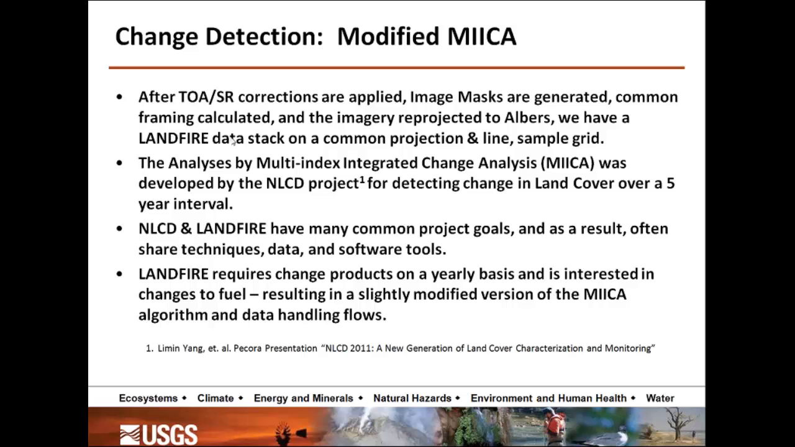There was a change detection algorithm called the multi-index integrated change analysis algorithm that was developed by the NLCD project. And what they wanted to do is detect change in land cover over a 5-year interval. So they would take images 5 years apart that were as close in date as they could and run this algorithm on it. And as a footnote to that, they were using a leaf off and a leaf on over this 5-year period.